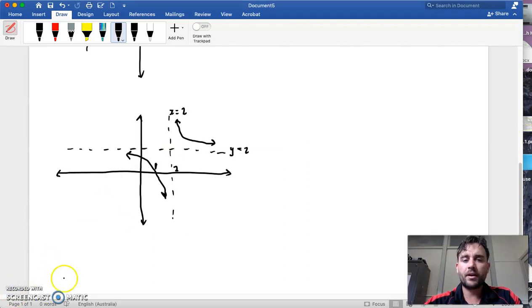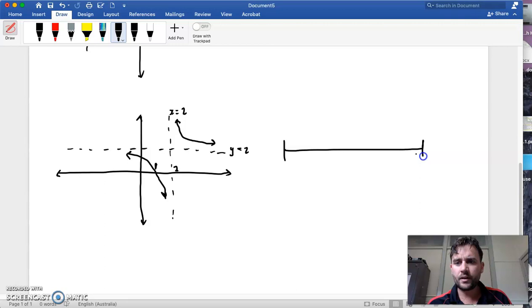All right, let's think about this one here. This looks a little bit different. We can see these dashed lines. What are they? They're asymptotes. That's where the graph can never cross. So let's think about this in a sign diagram. Here we go, I'll label my points.